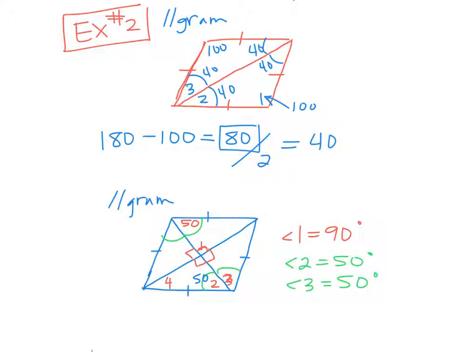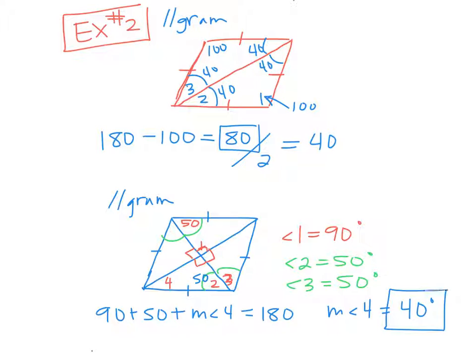Right, we know 2 is 50, right? So 90 plus 50 plus the measure of angle 4, bless you, that would have to add up to 180. So if we take that away, then the measure of angle 4 is 40 degrees. Okay, questions on that? Okay, so those are the two theorems that you're going to be applying to rhombuses.